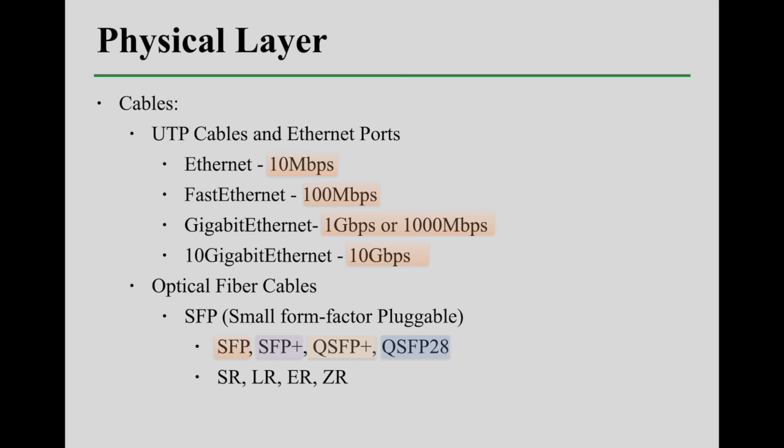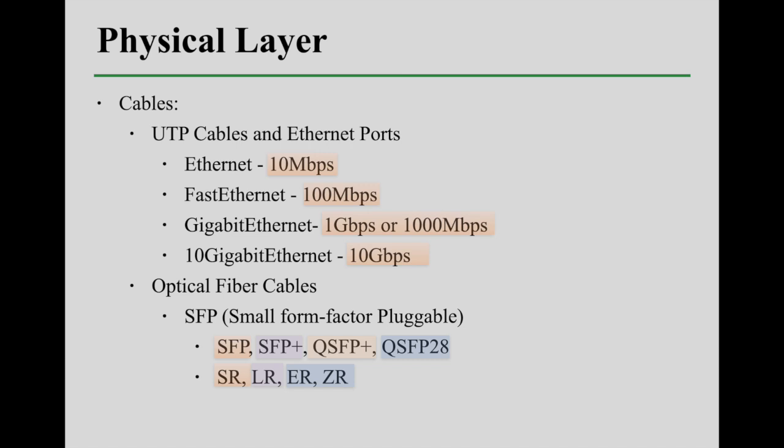There are two mostly used modules. The SR or short-range SFPs are used for devices within the same rack or same building up to 300 meters, whereas LR or long-range SFPs are used for devices to communicate up to 10 kilometers. Also, ER and ZR standards are used if we have a requirement of longer distances like 40 kilometers, 60 kilometers, up to 120 kilometers. You may find more details on this in the next slide.